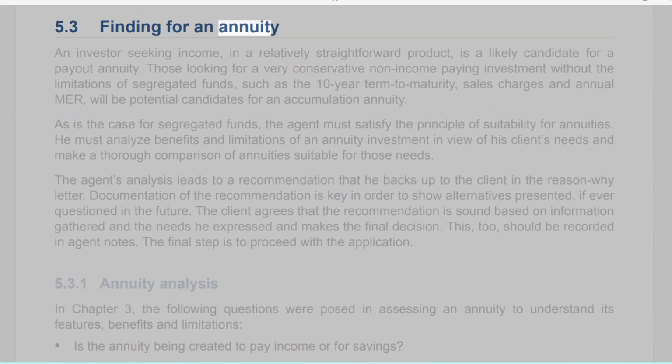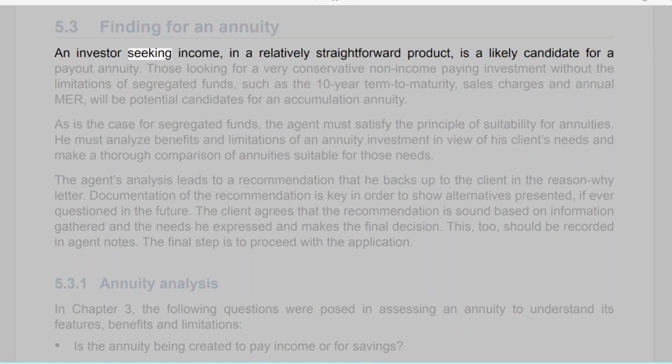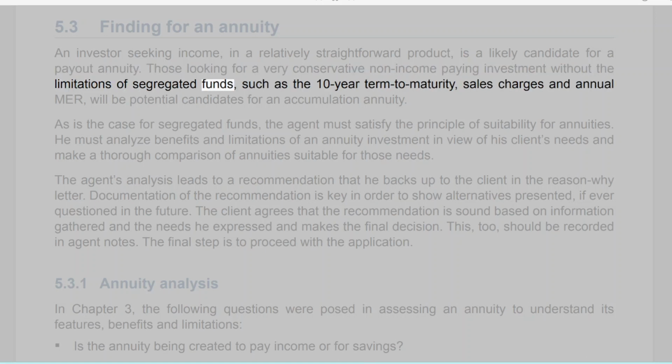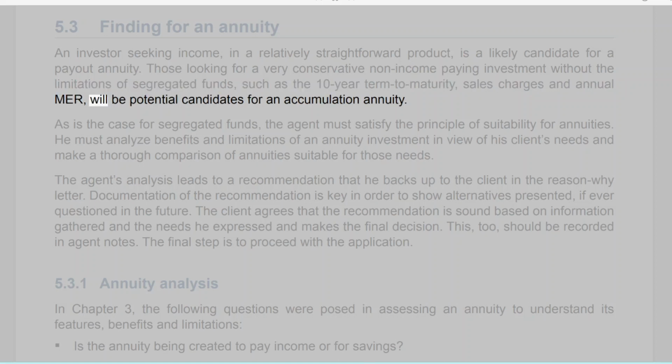5.3 Fitting for an annuity. An investor seeking income, in a relatively straightforward product, is a likely candidate for a payout annuity. Those looking for a very conservative non-income paying investment without the limitations of segregated funds, such as the 10-year term to maturity, sales charges, and annual MER, will be potential candidates for an accumulation annuity.